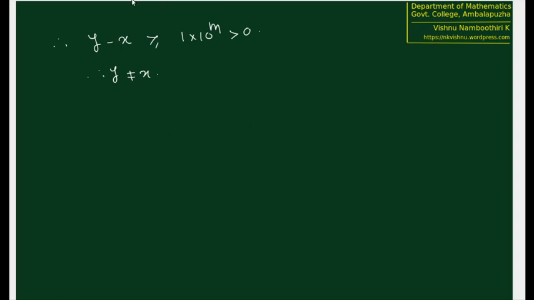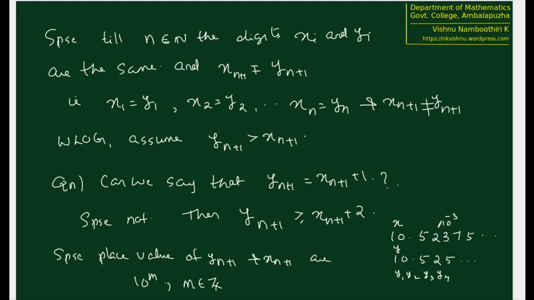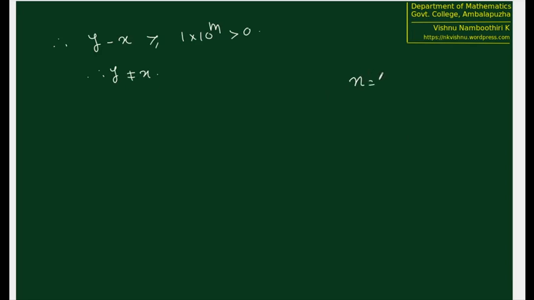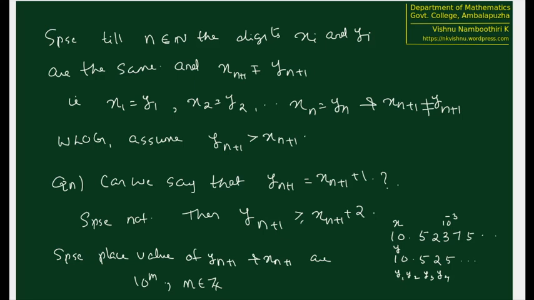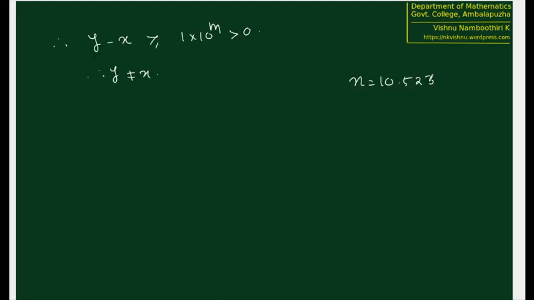Okay, we will try to see using this same example. We have x equal to 10.52375 etc. and y equal to 10.525, maybe something like that. After that 3 and 5 differ, so y minus x, 10, 10, 5, 5, everything gone. So this is going to be 5.